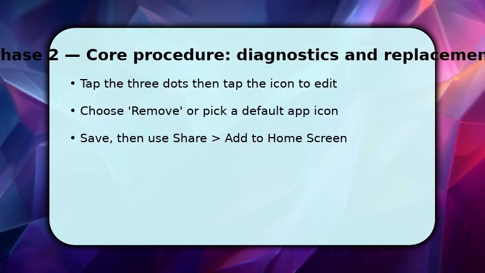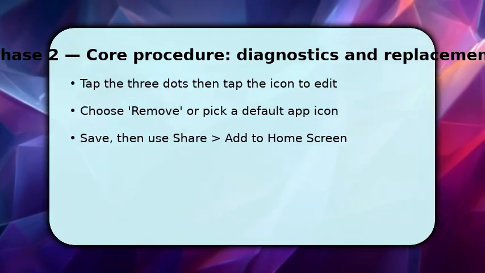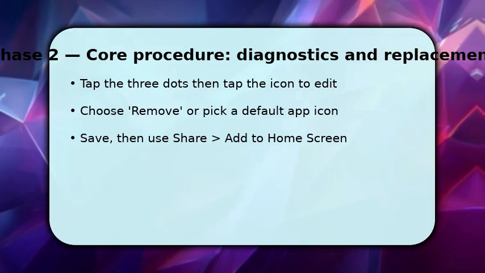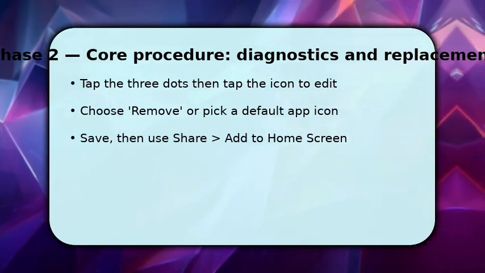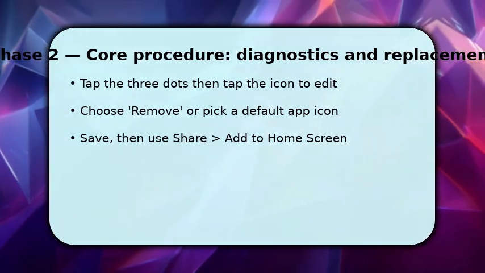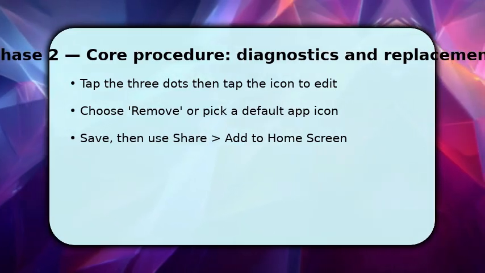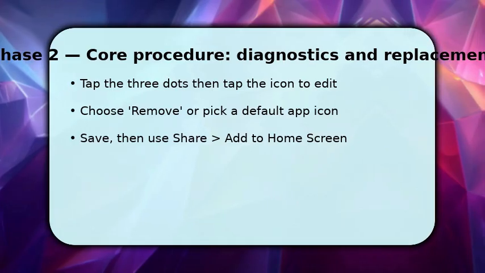Tap the 3 dots on the shortcut, then the icon at the top to edit appearance. If your goal is removal, choose Remove Photo or select a simple default glyph. Otherwise, pick the app's original icon image. Save the shortcut, then use Share and Add to Home Screen to recreate the tile with the new appearance.